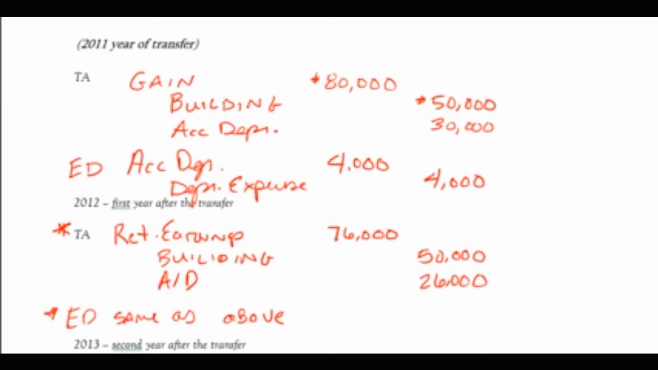The building credit did not change. It's always going to be 50 because we always need to reset the building from 200 back to 150. The accumulated depreciation number did change though, as that difference in depreciation is going to keep going year after year. We're going to have to take that into account. Notice it changed from 30 to 26, changed by exactly 4, which is the amount of over depreciation expense. So when we come back in the year 2013, it's going to change by another 4. It'll drop from 26 to 22.